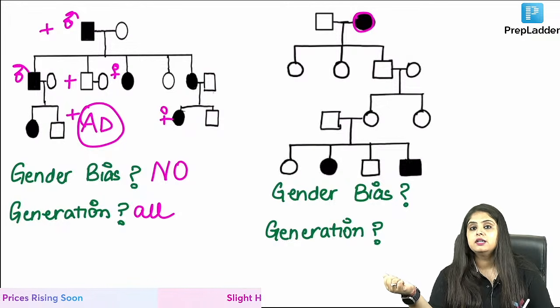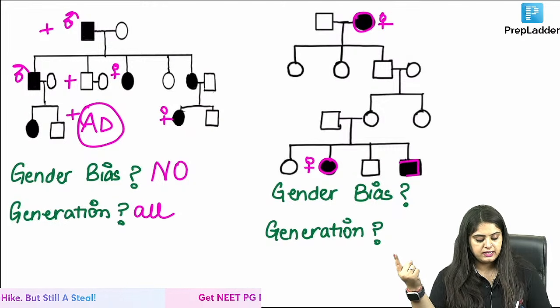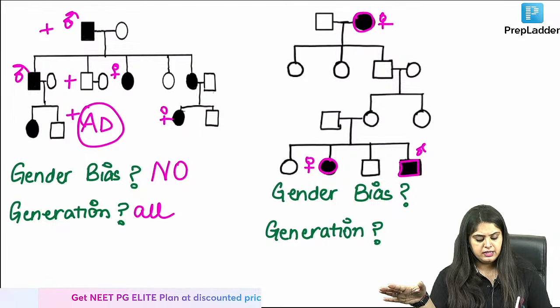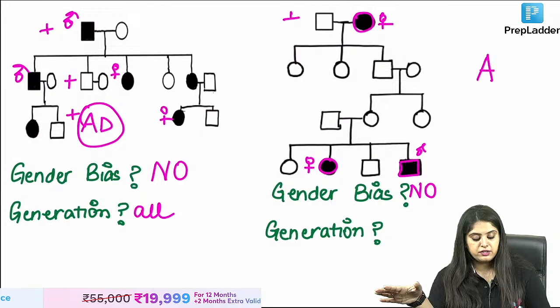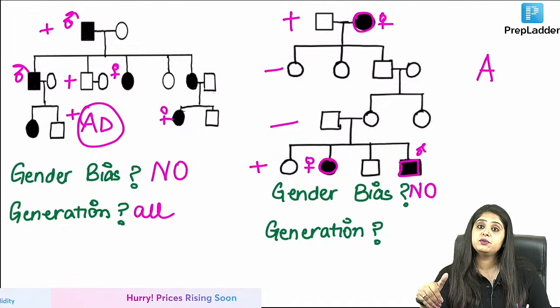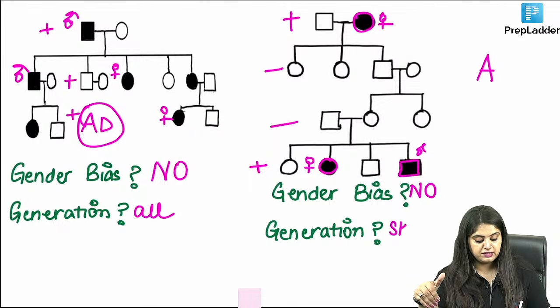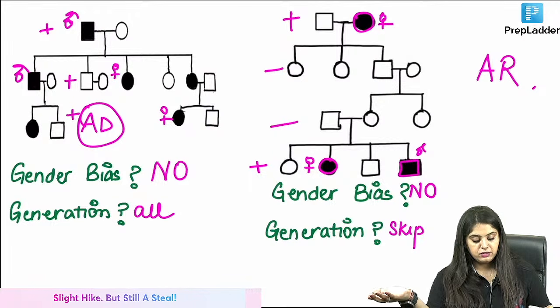Okay. Coming to the next. This is what? This is gender. Ma'am, in gender there is a female. Here also there is a female. And then there is a male. So male, female both. Is there any gender bias? No. This means it is autosomal. Now let's come to generation. First generation affected, second, third skipped. Then once again fourth is affected. So generations are being skipped, and now what does this become? It becomes autosomal recessive.